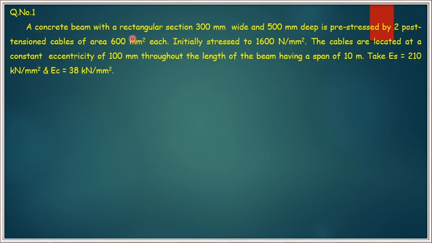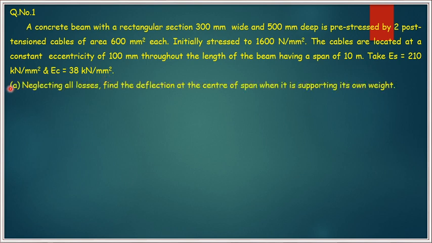A concrete beam with a rectangular section 300 mm wide and 500 mm deep is pre-stressed by two post-tensioned cables of area 600 mm square each, initially stressed to 16 Newton per mm square. The cables are located at a constant eccentricity of 100 mm throughout the length of the beam, having a span of 10 meters. Take ES equals 210 kN per mm square and EC equals 38 kN per mm square. And further, A.